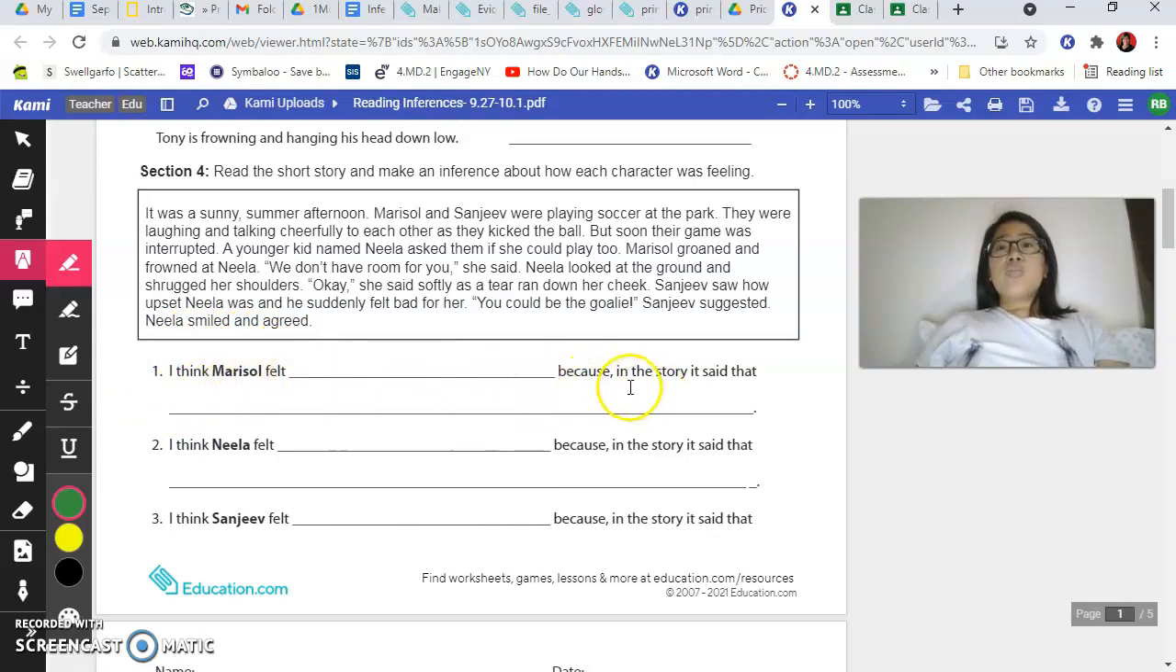Number 1, you're going to tell how Marisol felt. And then you would find the evidence, because in the story it said that. So what did it say that Marisol felt that way? You're going to do the same thing for Neela and Sanjeev. So for instance, I would say Marisol was happy that it was sunny. How do I know? Because they were talking cheerfully. It says it on the second sentence where it says they were laughing and talking cheerfully to each other as they kicked the ball.